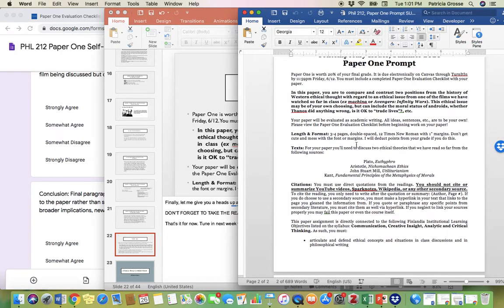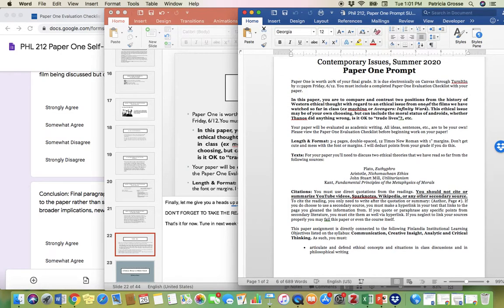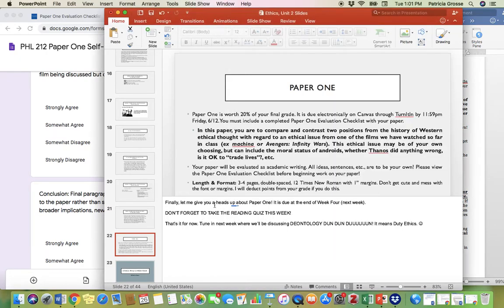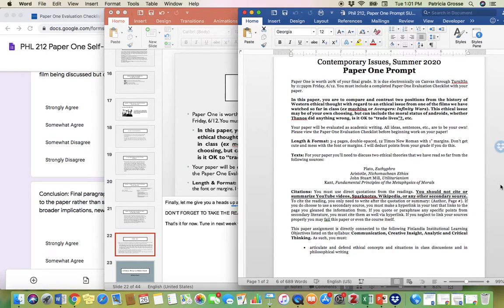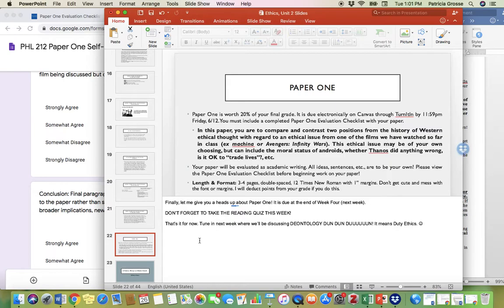You are using text, so you're comparing and contrasting 2 positions from the history of Western ethical thought. You have to use Plato, Aristotle, Mill, or Kant in this paper, and you're comparing and contrasting their ethical modes of how to choose right and wrong with a particular ethical issue or question that comes from one of the movies that you watched. Okay, does that make sense? We'll talk about it more next week, and I'll send you emails about it. If you have any questions, as always, let me know.